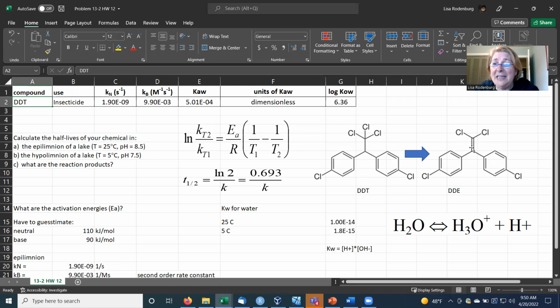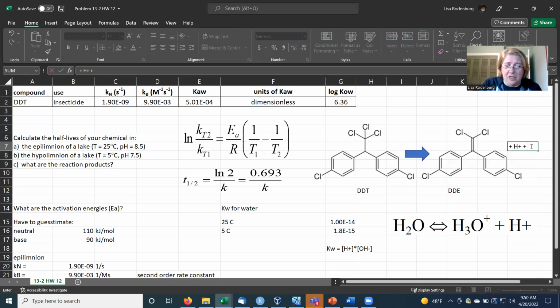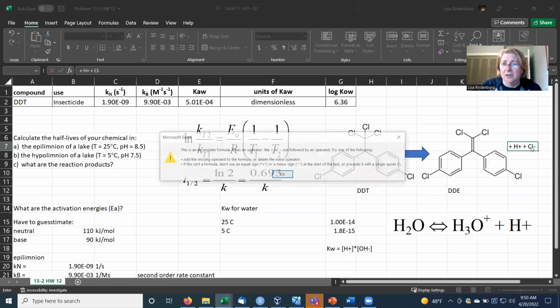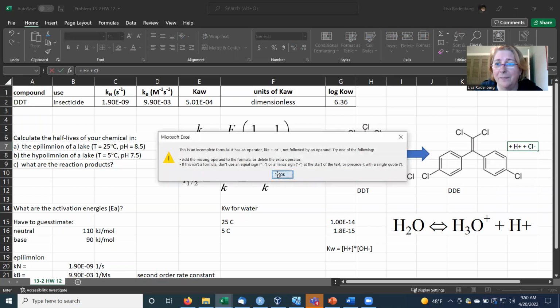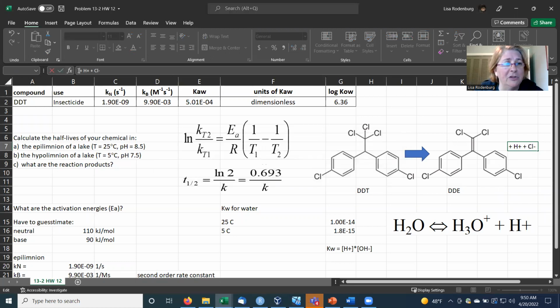So this is a dehydrohalogenation reaction because you've lost the hydrogen and a halogen. If we're going to draw this correctly, we'd have to say plus H plus Cl minus. We have to put the little apostrophe here so that Excel doesn't get mad at me. There we go. So that would be our balanced chemical reaction.